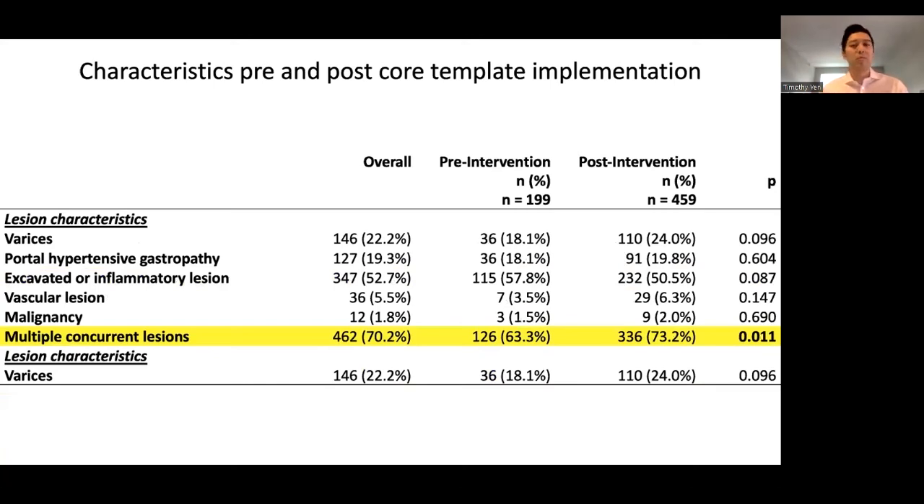One thing that may have accounted for this is that pre-intervention was right before the onset of the COVID pandemic, and post-intervention was well after that initial spike.